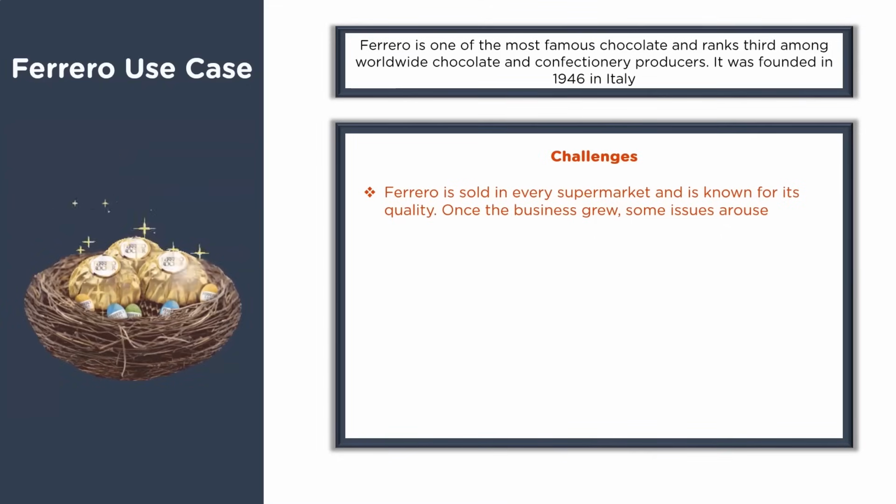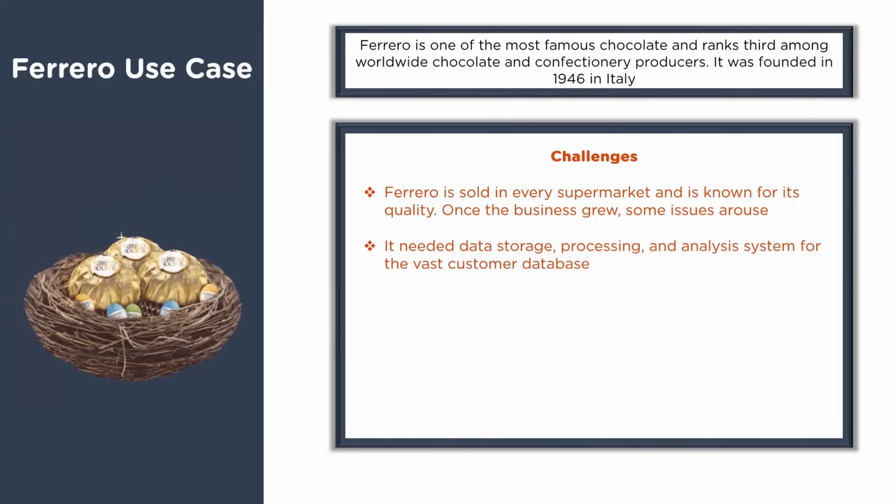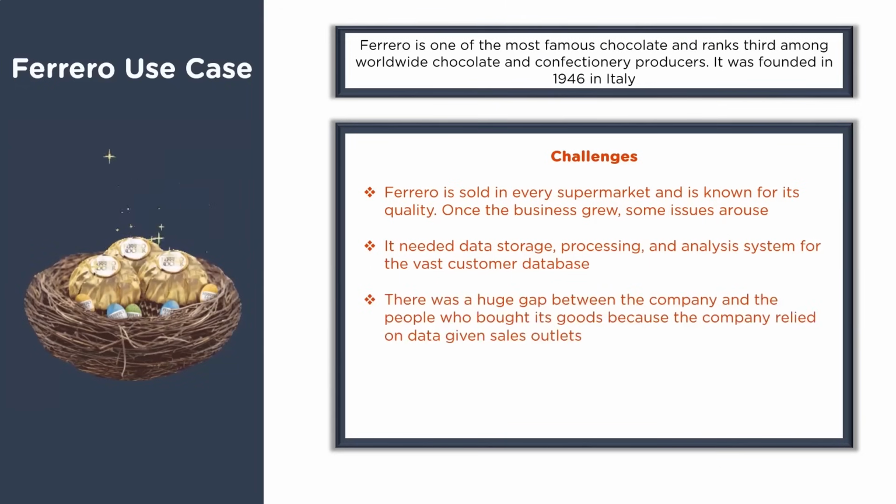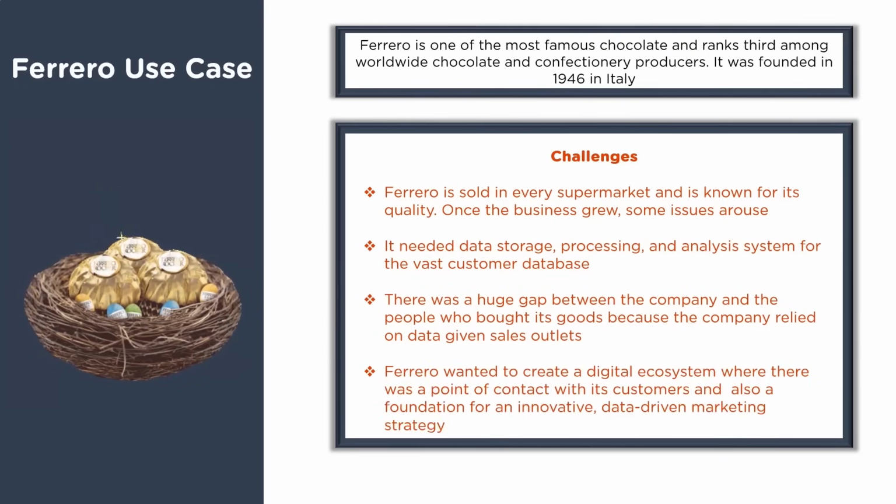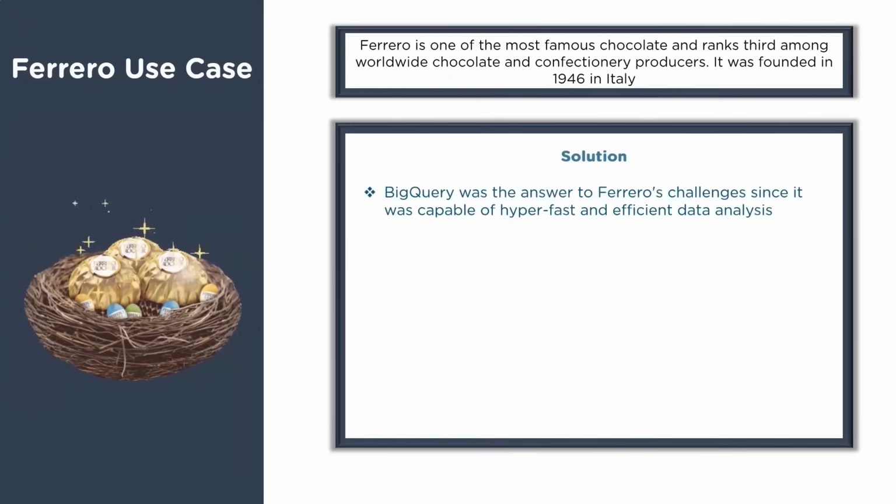You have issues popping up, which could be related to the volume of data, the speed with which the data is getting generated, the variety of data, and also your platforms which support different dynamic applications, or your scalability requirements, performance requirements, and so on. So it needed a data storage, processing, and analysis system for a wide customer database. There was a huge gap between the company and the people who bought its goods because the company relied on data given by sales outlets. That's one of the challenges. Ferrero wanted to create a digital ecosystem where there was a point of contact with its customers and also a foundation for an innovative data-driven marketing strategy. What was the solution here?